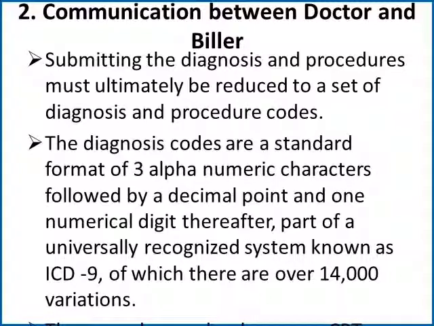The diagnosis codes are 3 alphanumeric characters followed by a decimal point and 1 digit. Those are the ICD-9 diagnosis codes, of which there are over 14,000 variations. In fact, as we sit here today, ICD-10 is in the middle of being introduced, and it has over 60,000 variations. But whether you're speaking about ICD-9 or the future and ICD-10, they all relate to diagnosis codes. Procedure codes are CPT codes, and they are 5-digit numerical codes.